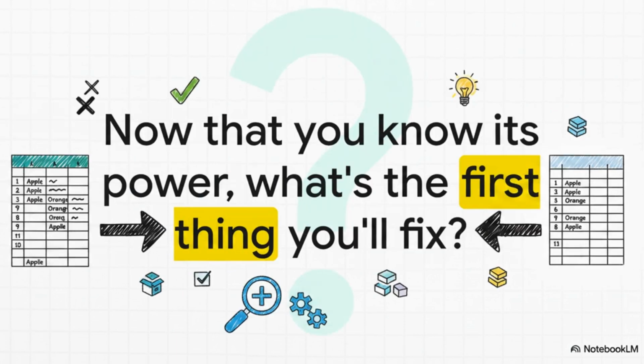So, there you have it, a full guide to becoming a master of find and replace in Excel. From making simple fixes to using wildcards for complex searches, you've got a whole new toolkit to clean up your data in a fraction of the time. So I've got to ask, what's the first thing in your spreadsheets that you're going to go fix?